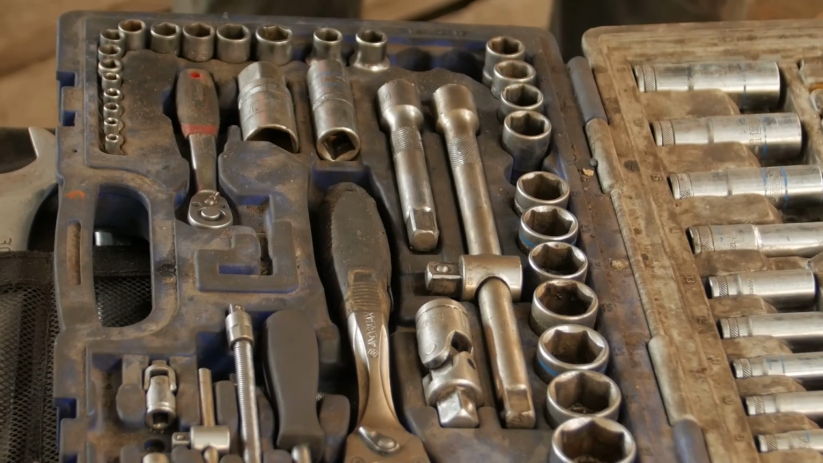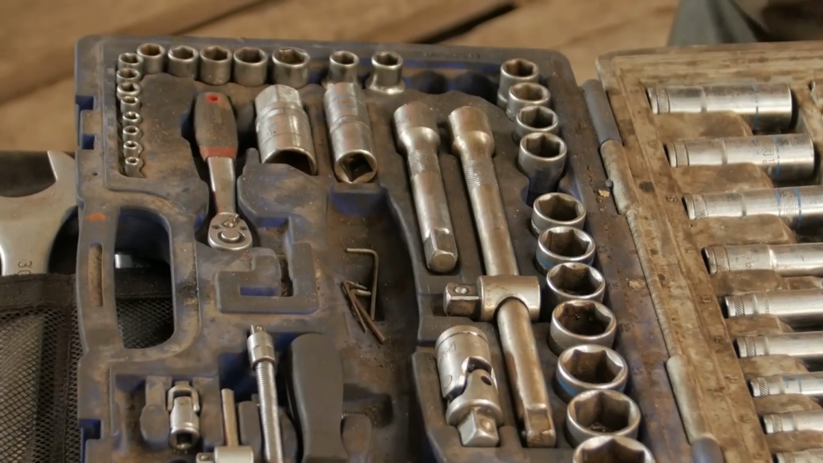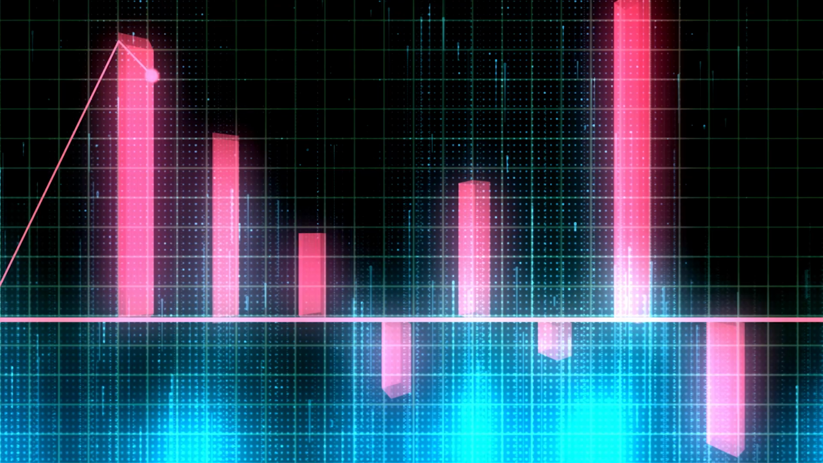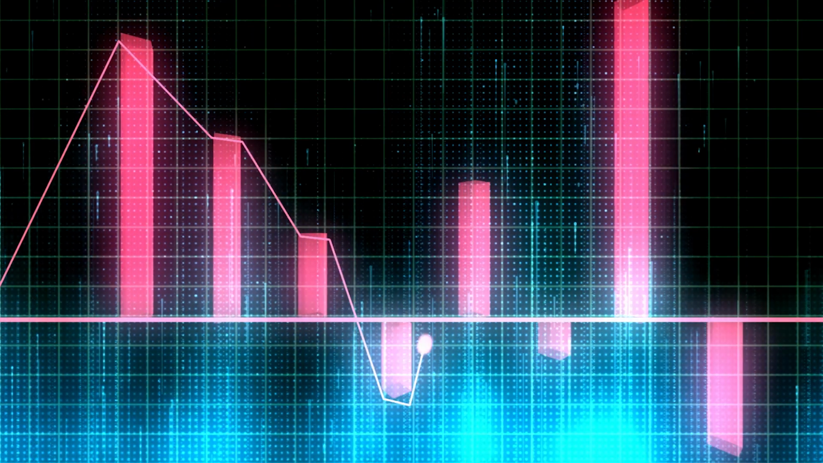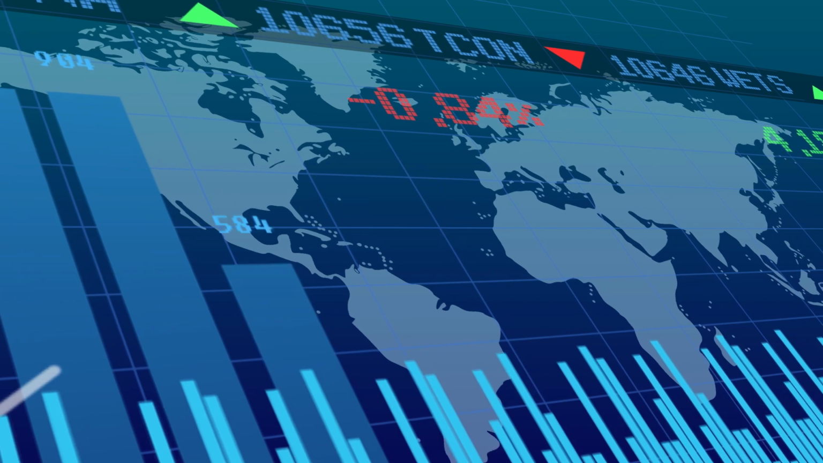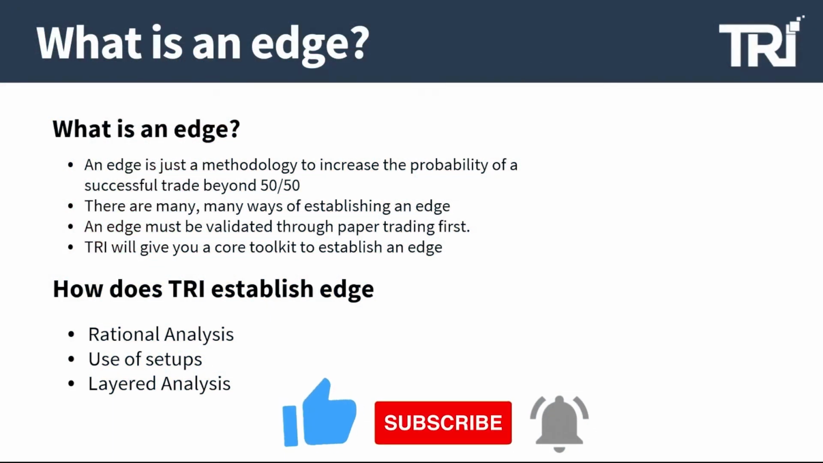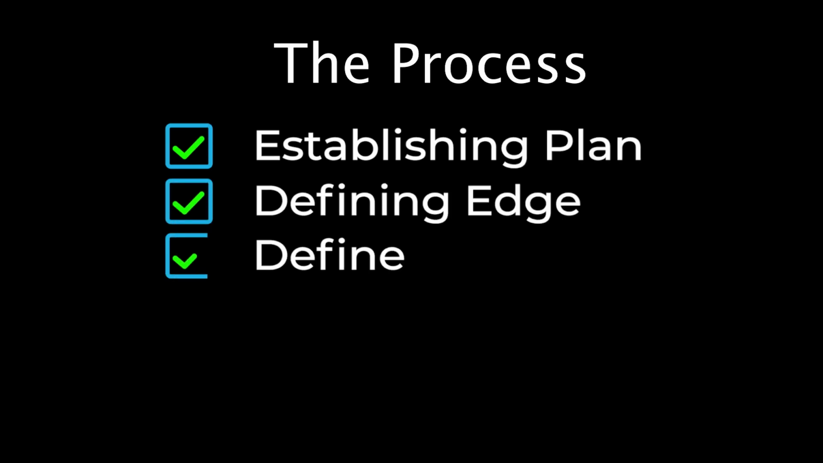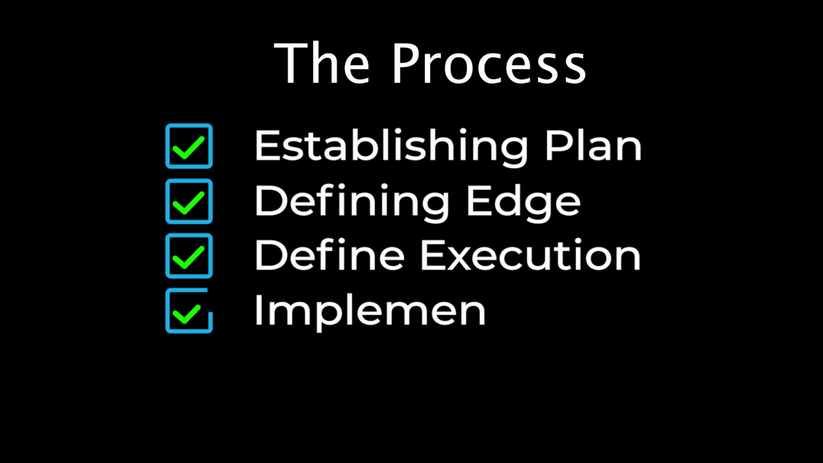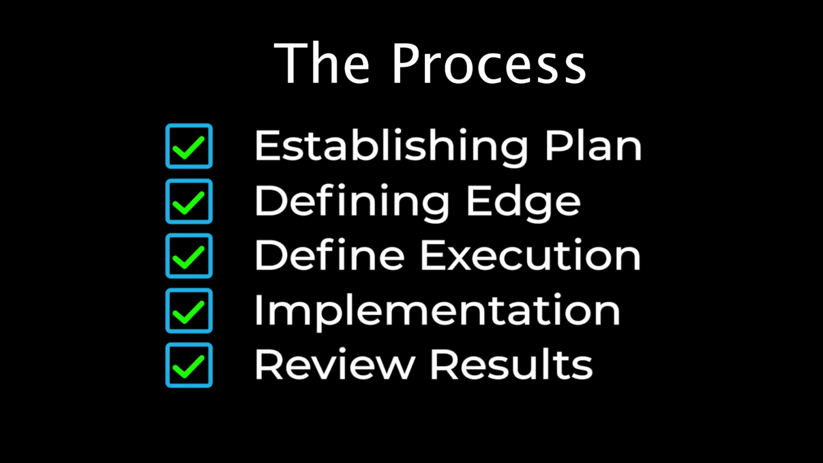Okay. And so we're going to give you a core toolkit to establish an edge. We're going to teach you several technical indicators and several fundamental screeners that you can use to identify assets that are likely to succeed and identify trades that are likely to succeed. But in level 1, we want to teach you this methodology first, with a process of establishing your plan, defining your edge, defining your execution, implementing that, reviewing the results, modifying as necessary.